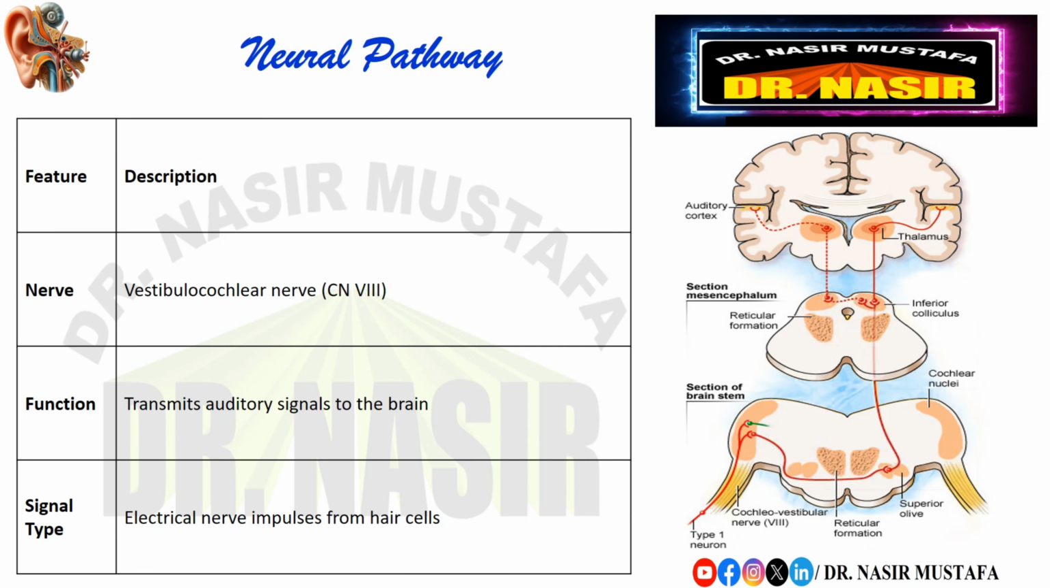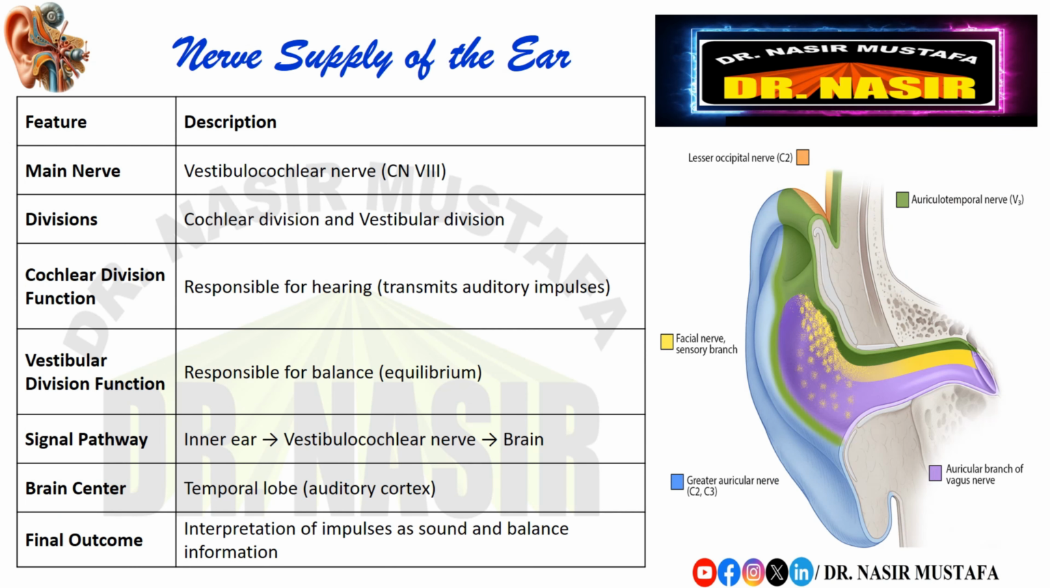Nerve supply of the ear. The ear is supplied by the vestibulocochlear nerve, which is the eighth cranial nerve. This nerve has two divisions, the cochlear division for hearing and the vestibular division for balance. The nerve impulses generated in the inner ear are transmitted to the auditory centers of the brain located in the temporal lobe, where they are interpreted as sound.